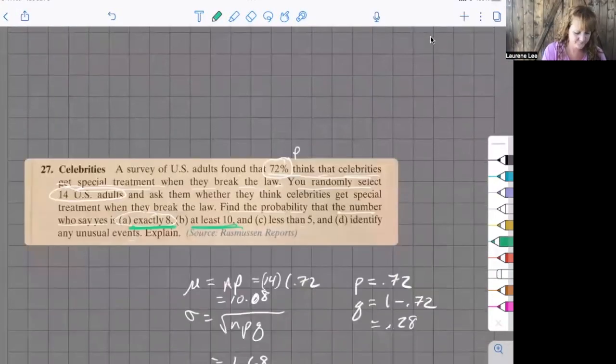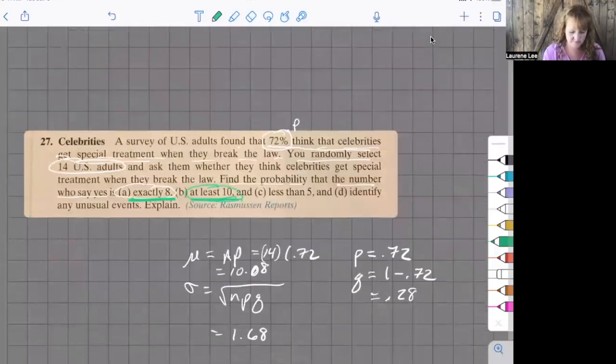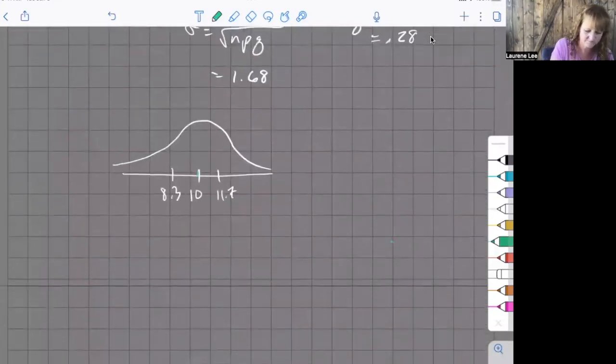Part B says at least 10. At least means 10 or more. This means 10 or more. So it includes the 10 bar and goes up from there. So if I was to draw a picture of it, it would be this bar right here at 10 and everything above like that.